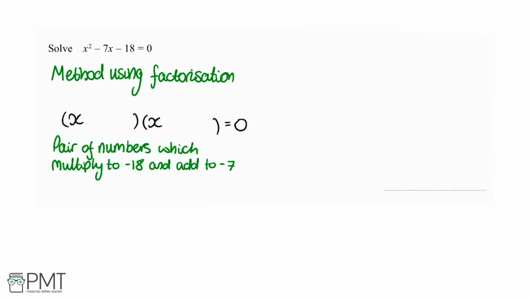So again, we need them to multiply to minus 18 and add to minus 7. So I'm just going to brainstorm some pairs of numbers. If I have minus 18 and 1, that multiplies to minus 18. However, it doesn't add to minus 7. I have that the other way around, but again, that doesn't add to minus 7. I could have 9 and minus 2. So we know that this pair won't work and this pair won't work.